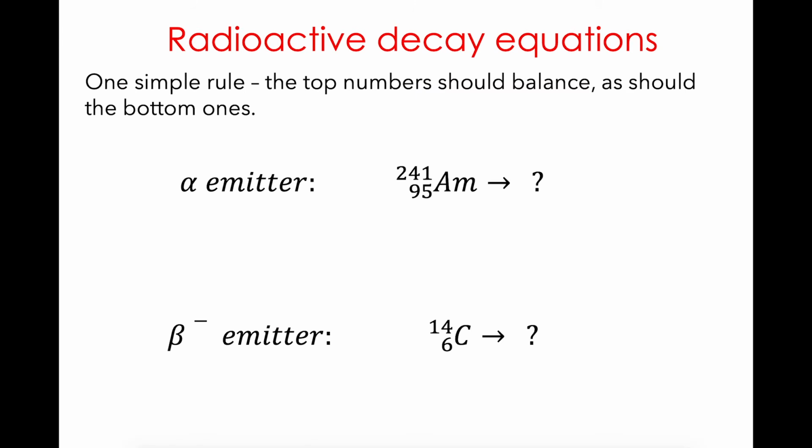Okay, let's look at balancing nuclear equations now. Very simply, the numbers on the top have to balance on both sides of the equation, that's the nucleon numbers, as do the numbers on the bottom, the proton numbers. The trick is to remember how to write the alpha or beta particle.